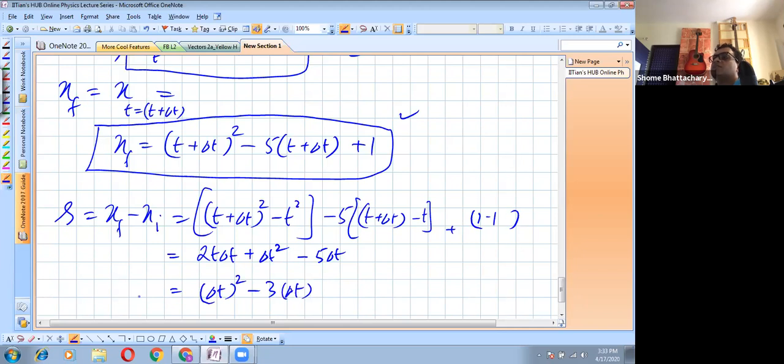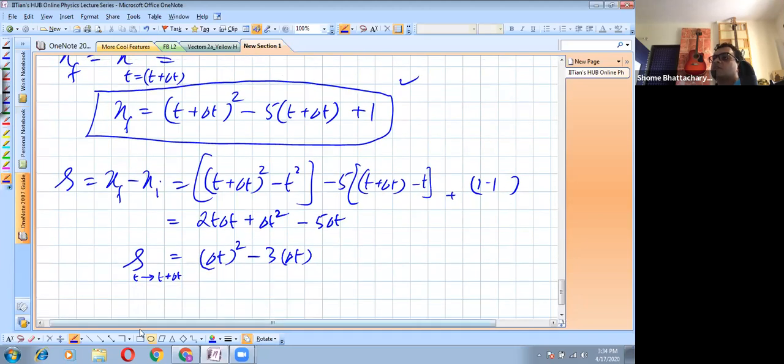Okay. This is our displacement from t to t plus delta t. In this interval, this should be our displacement. So this is the tricky part, which was the answer for the second thing: how to get the displacement in a time interval from t to t plus delta t. It is like this.